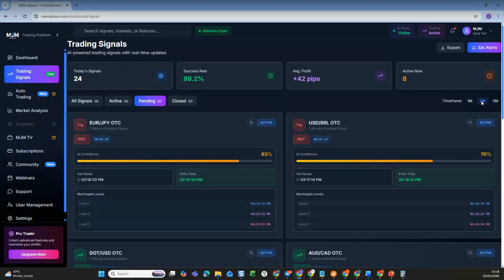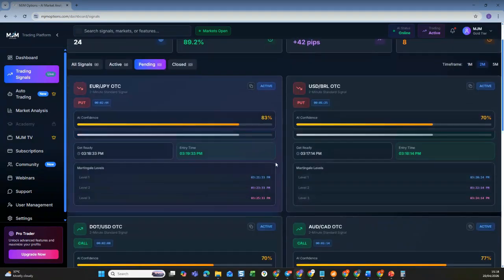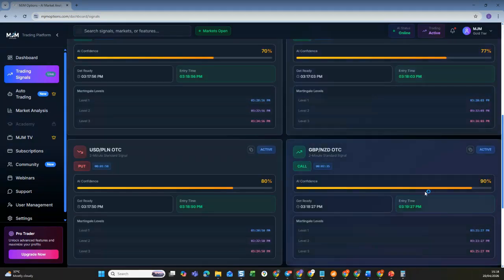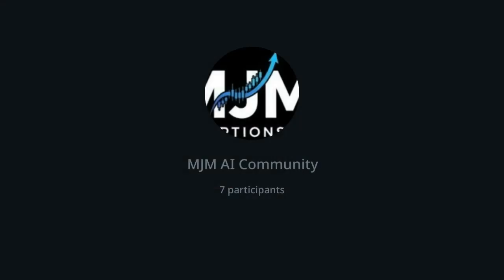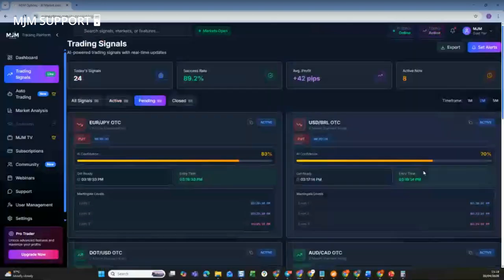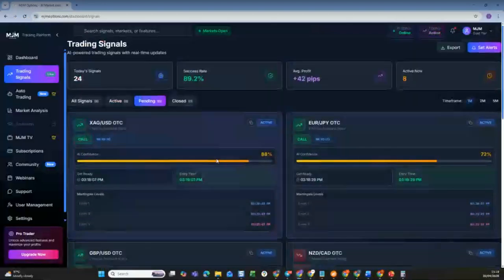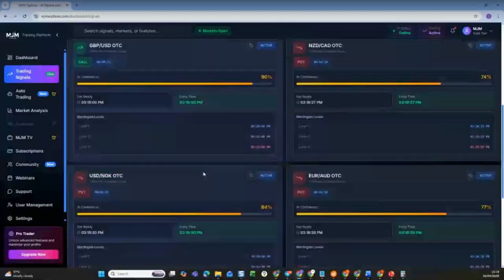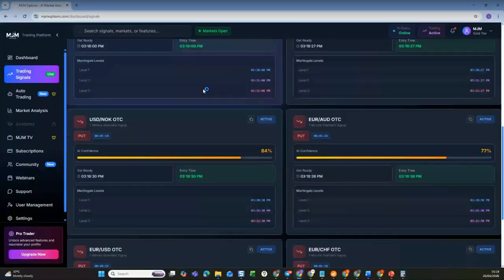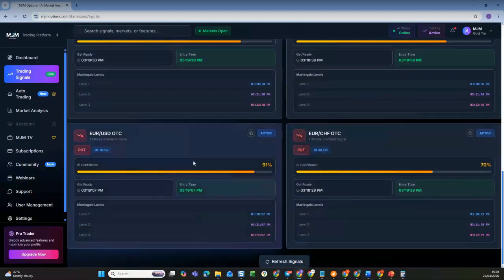When you switch to 2 minutes, you also have 2 minute standard signal. Anything that is 90% and above, and has a countdown of over 2 minutes, like this one, you can copy and you trade. That is basically how it works. The same thing also works for the 1 minute. Make sure you're looking for 90, and any signal where the countdown timer is above a minute. That is basically how it is.